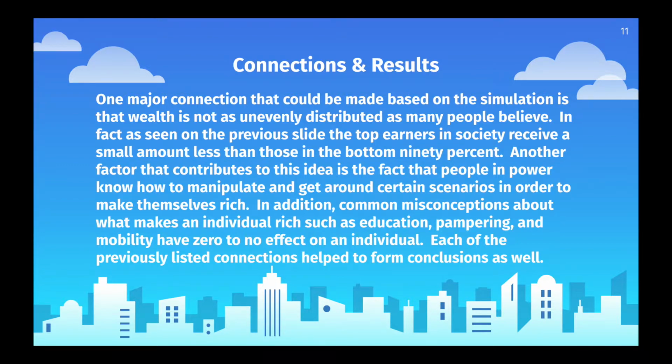In fact, as seen on the previous slide, the top earners in society receive a small amount less than those in the bottom 90%. Another factor that contributes to this idea is the fact that people in power know how to manipulate and get around scenarios in order to make themselves rich. In addition, a common misconception about what makes an individual rich, such as education, pampering, and mobility, have zero to no effect on an individual. Each of the previously listed connections help to form conclusions as well.